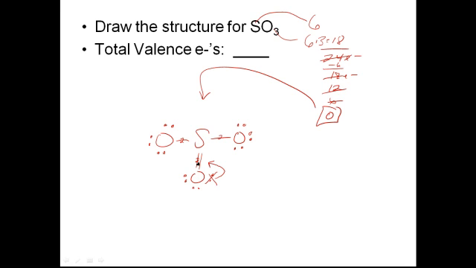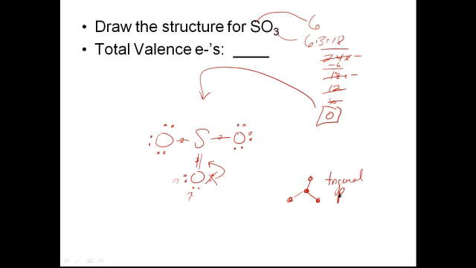And sulfur's got 2, 4, 6, 8. It's happy. This oxygen's happy. It's got 2, 4, 6, and then 8, the 2 in the bond. Same with this one. And down here, it's got 2, 4, and then 6, 8 in the 2 bonds. So everybody's happy. And this one turns into trigonal, because you've got 3 atoms bonded to the center one.